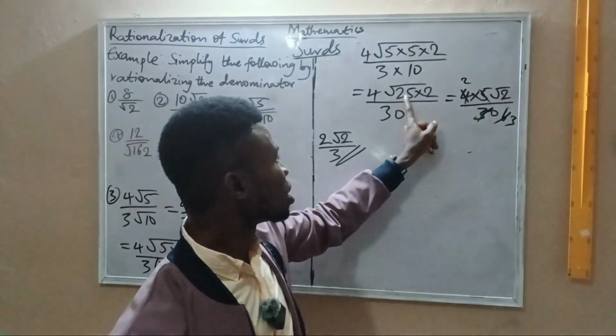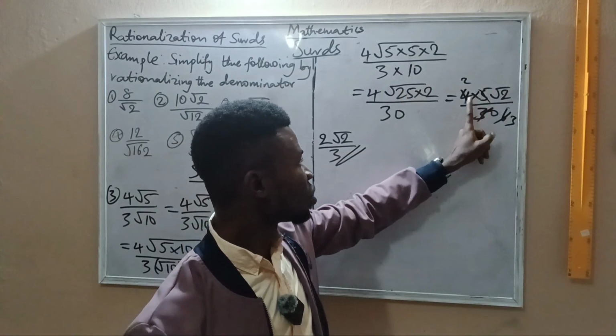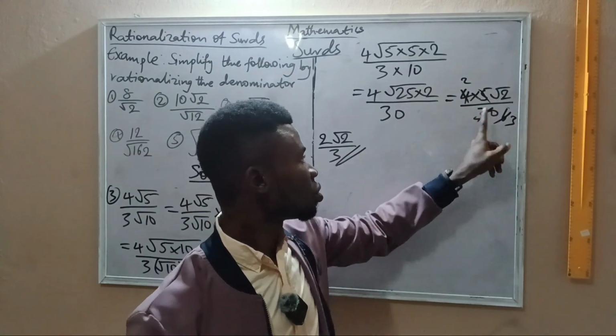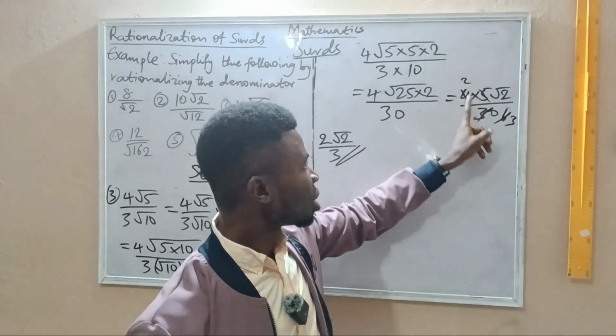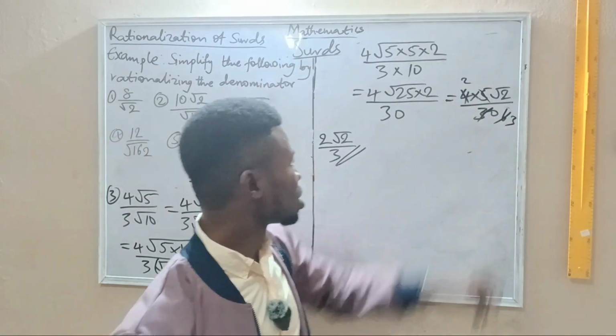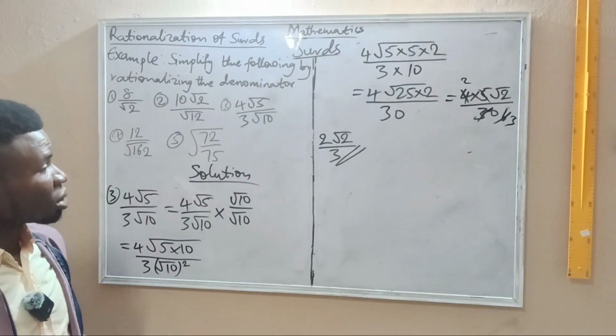Then from here, when we look, sod 25 is 5. So 4 times 5 sod 2 all over 30. Then 5 cancel 30, you have 6. And 2 cancel this one, 2. 2 cancel 6, 3. So that's how we got 2 sod 2 over 3.